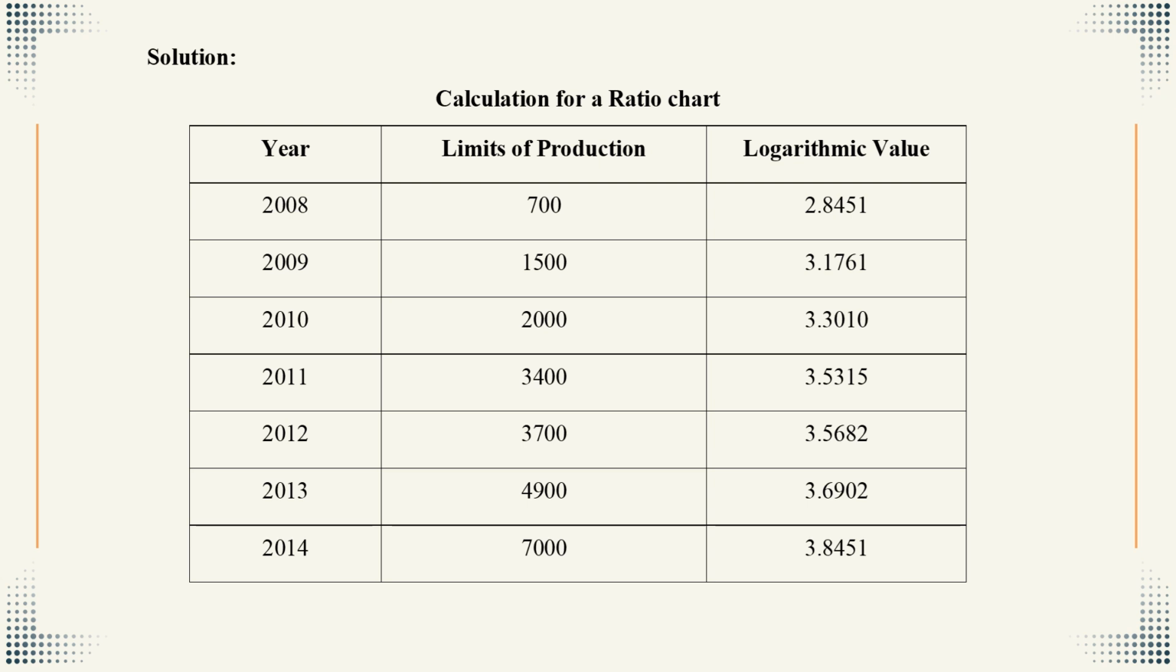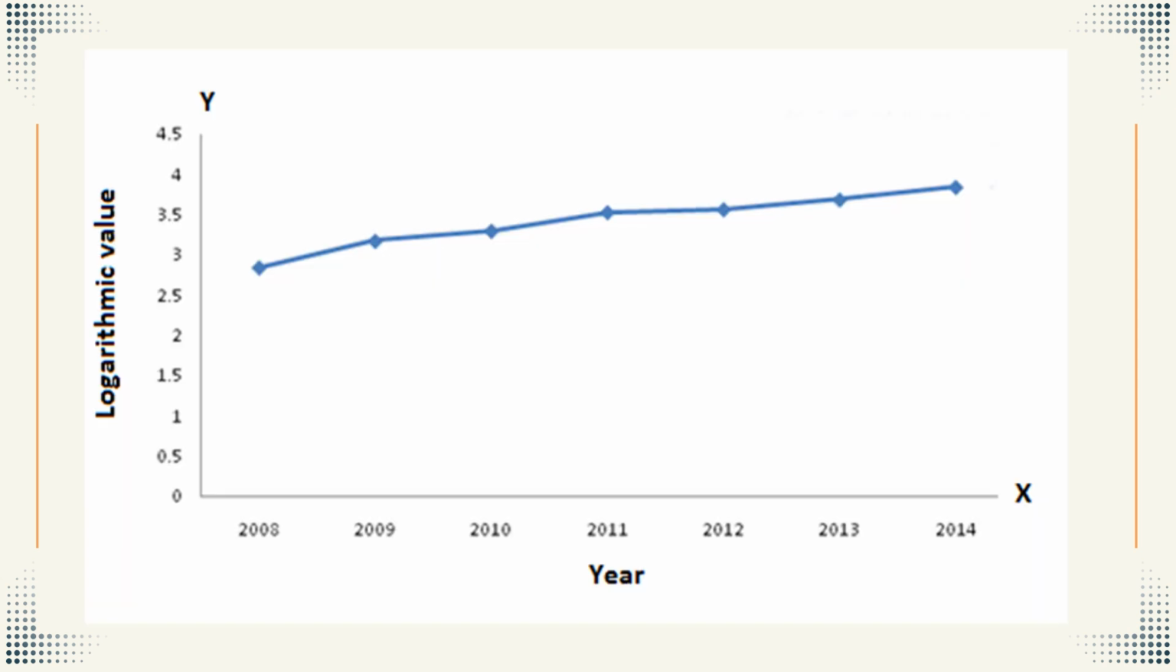Log of 700 should be calculated. That means quite naturally, a 3-digit number gives 2 point something, and a 4-digit number gives 3 point something. One can identify it from the calculation. Like that, you have to take all the values. The chart is prepared only based on the logarithm value. The logarithm value should be taken into consideration for plotting the points.